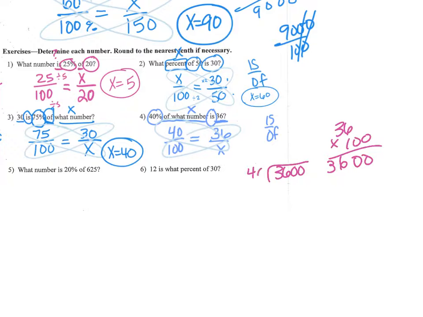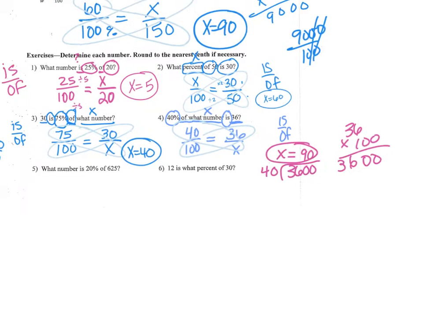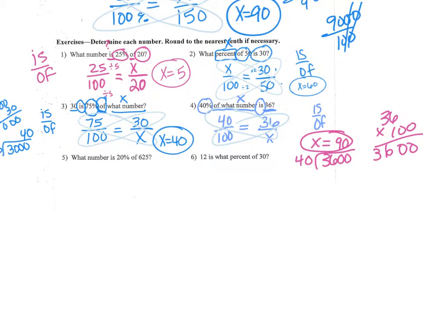3,600 divided by 40. Good. So 36 is 40% of 90.